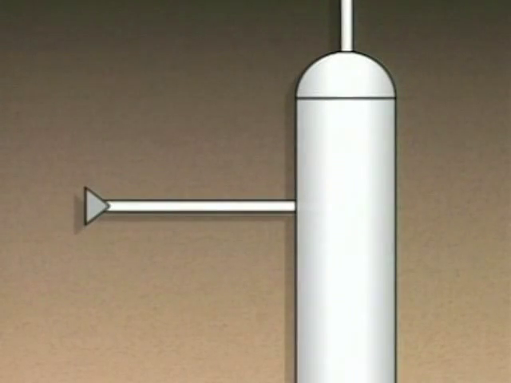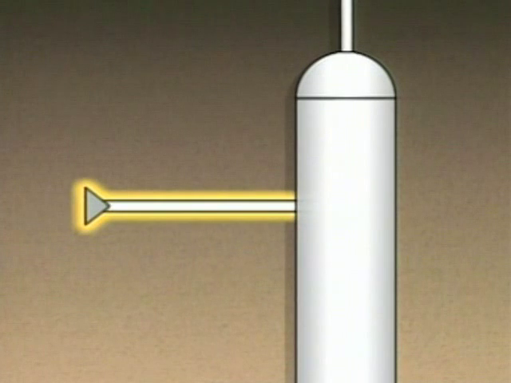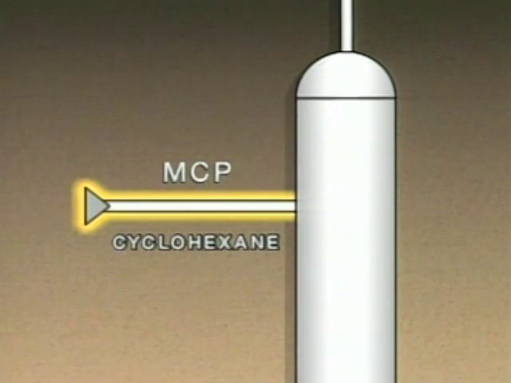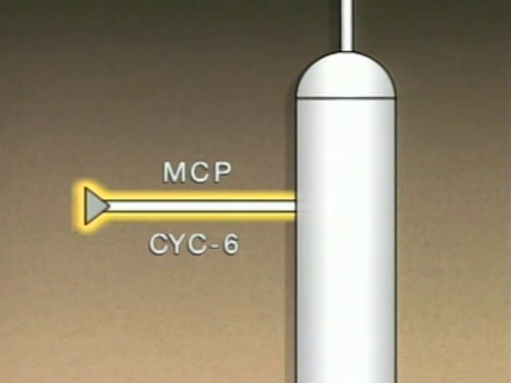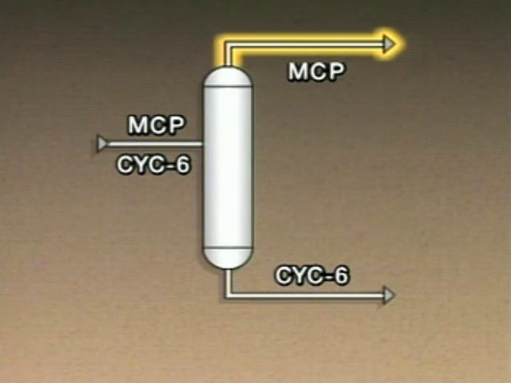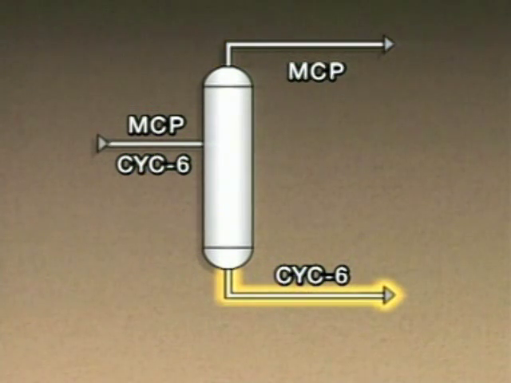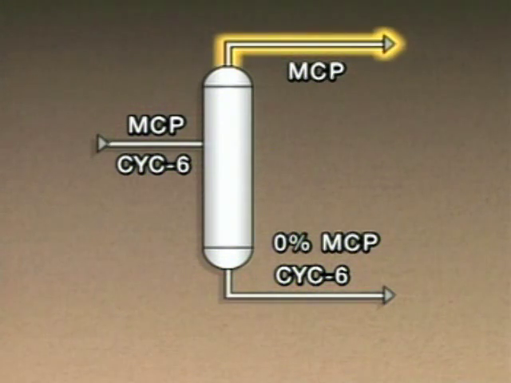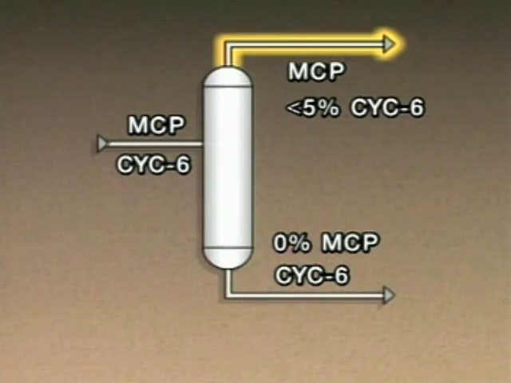For example, the tower represented here separates a feed that contains methylcyclopentane, or MCP, and cyclohexane, or CYC6. The MCP is the lighter component of the feed, and it is removed as the overhead product. The heavier CYC6 is the bottoms product. In this example, the spec for the bottoms product is 0% MCP. In other words, all of the MCP should be removed as overhead product. The spec for the overhead product is less than 5% CYC6.